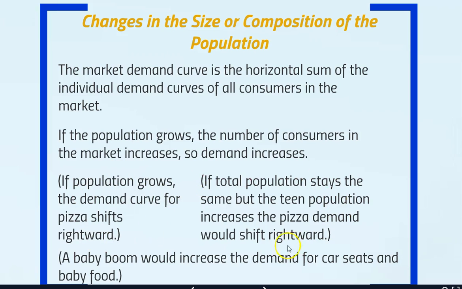If the total population stays the same, but the teen population increases, the pizza demand would shift rightward. Rightward means it increases. A baby boom would increase the demand for car seats and baby food. That means it would shift rightward.